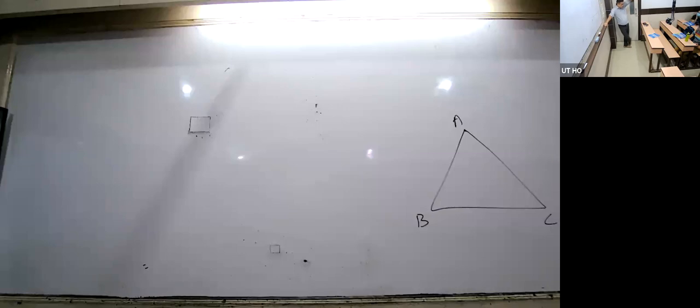Okay, types of triangles. Do you know any type of triangle? Yes, I know. Equilateral triangle. What is an equilateral triangle? All the sides are equal. Then how about all angles? They are 60 degrees. So all angles are equal to 60 degrees. That is called an equilateral triangle.